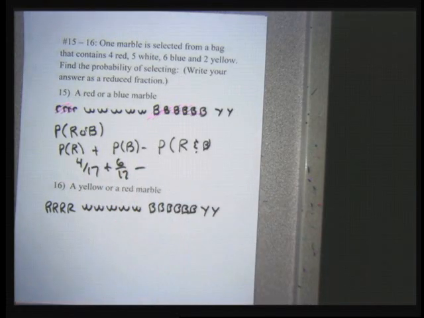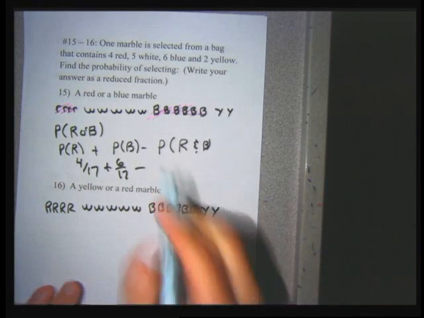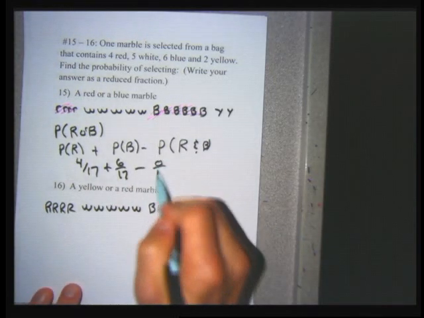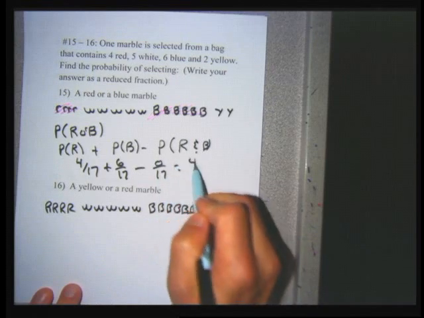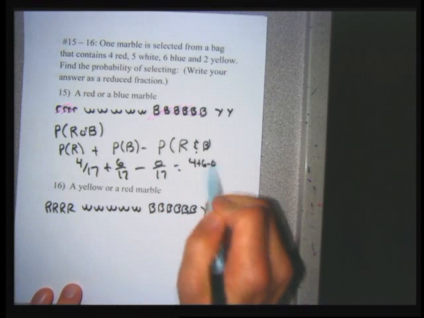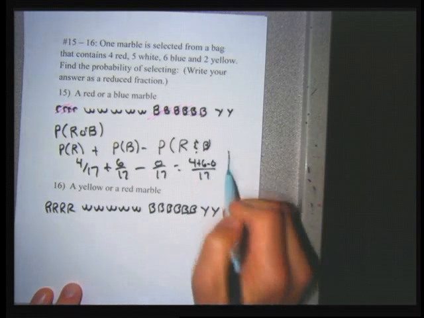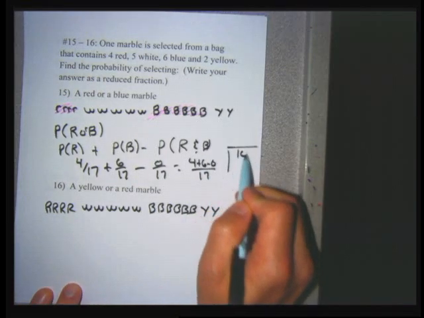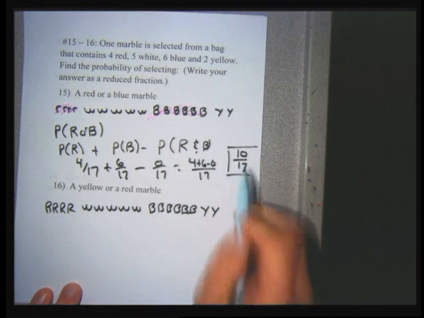For the probability of a blue, I'm going to count those 6 blue marbles. And for the subtracting part, there aren't any overlaps, so there aren't any things that were counted twice, so that's a 0 over 17. So this is just going to be 4 plus 6 minus 0 over 17. And that turns into the non-reducible fraction, 10 over 17.